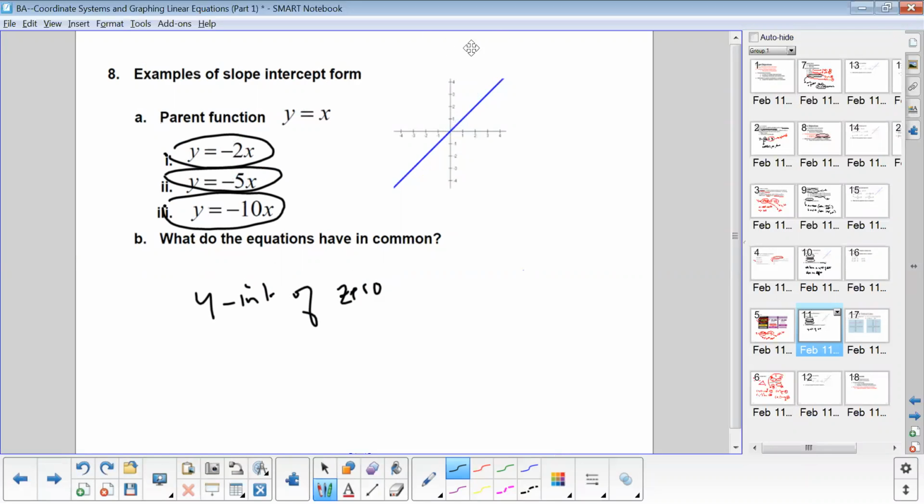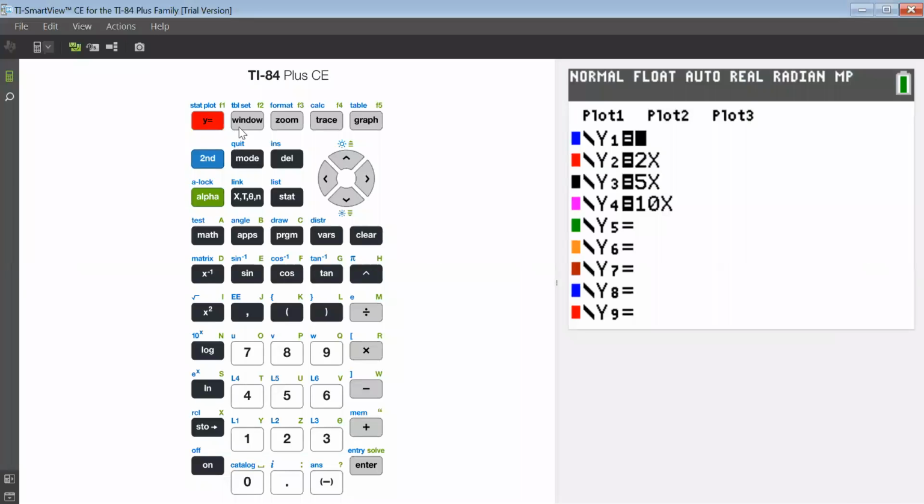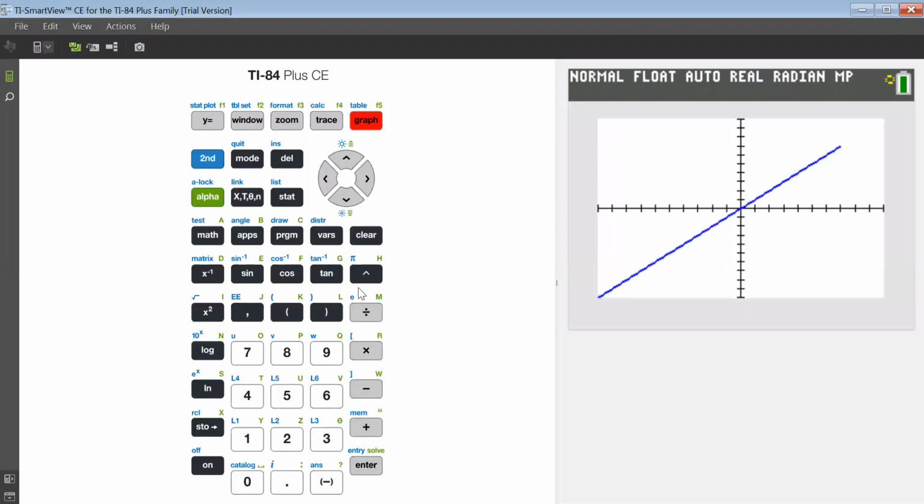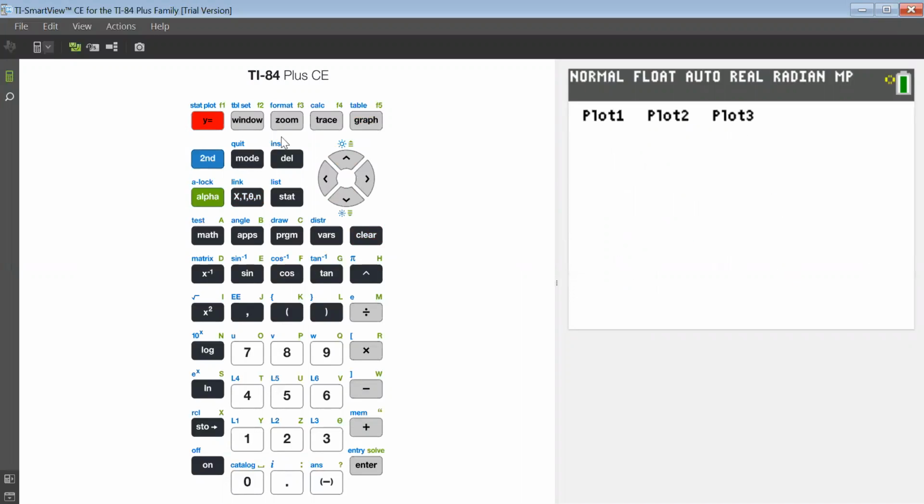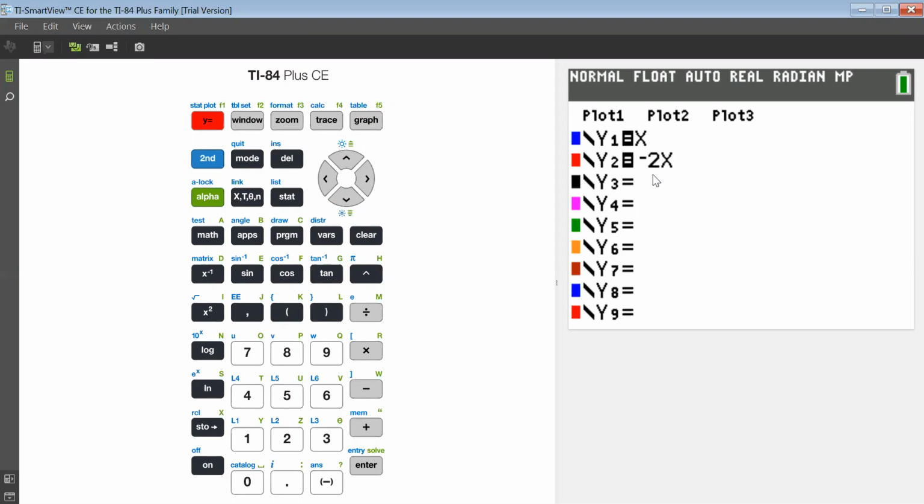So if we go to our calculator, and I'm just going to clear these out. And so what if we have negative 2x as compared to the parent function? Parent function's in blue, and notice that it is intersecting the blue, but it's not going the same direction. The reason is that the line is dropping 2 units for every 1 x value.